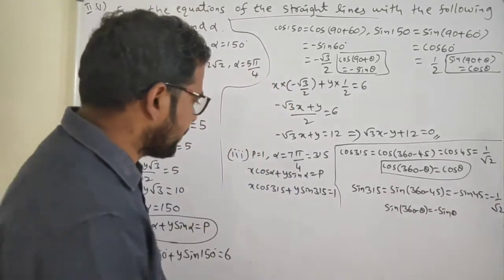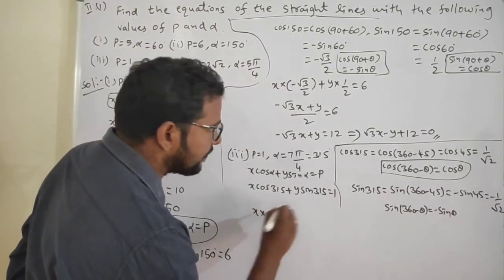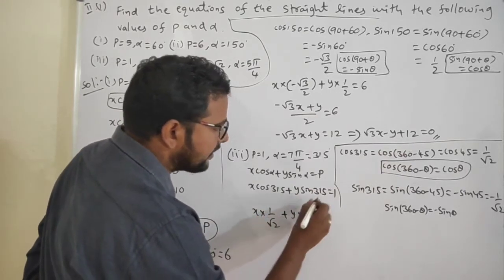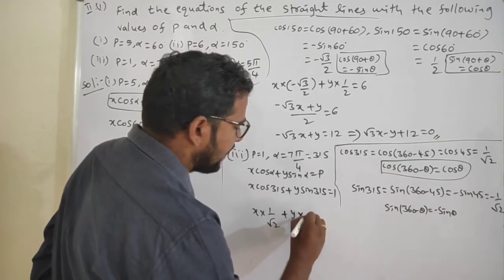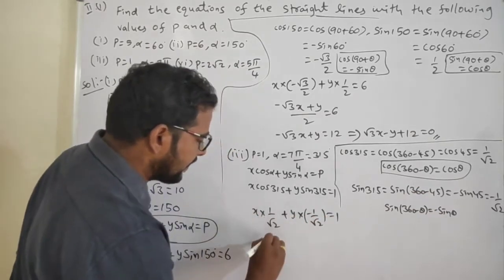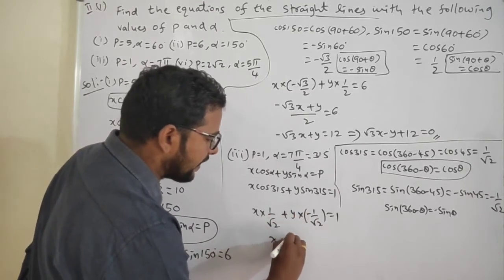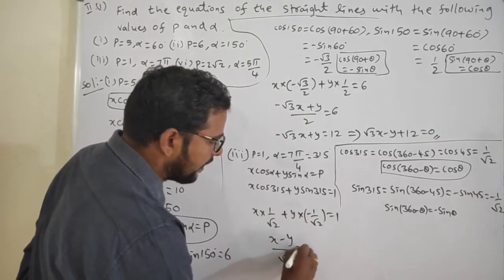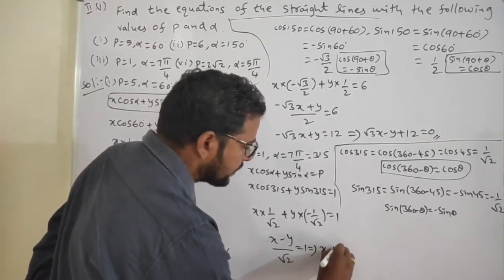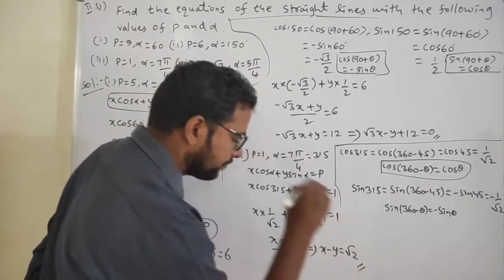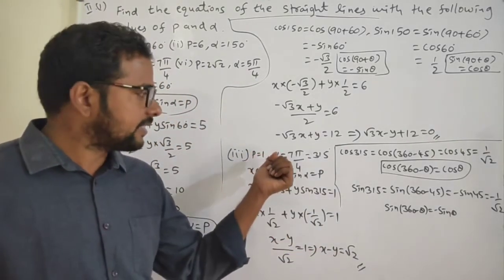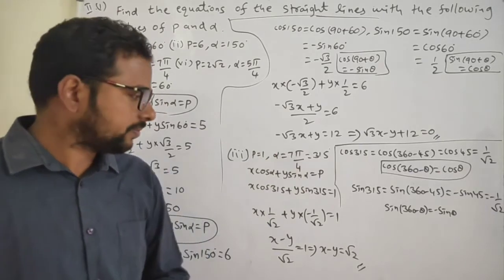ఇక్కడ సబ్స్టిట్యూట్ చేయండి. సో x into cos 315 degrees value 1 by root 2 plus y into sin 315 degrees value minus 1 by root 2 is equal to 1. So x by root 2 minus y by root 2 is equal to 1. This implies, ఈ root 2 రైట్ సైడ్ చేస్తే ఇంటూ అవుతుంది. So x minus y is equal to root 2. This is the equation of line with p is equal to 1, alpha is equal to 7 pi by 4.